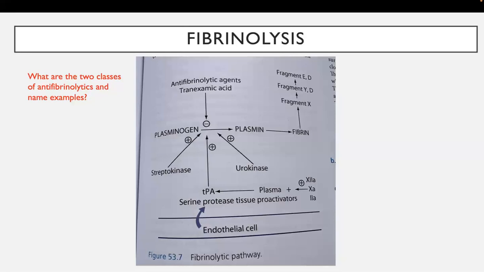And then the second class we also have is your serine protease inhibitors, and they work on, if you remember when we were doing the intrinsic pathway and we spoke about prekallikrein. So serine protease inhibitors will inhibit the activated form of prekallikrein, so kallikrein, in order to cause fibrinolysis.